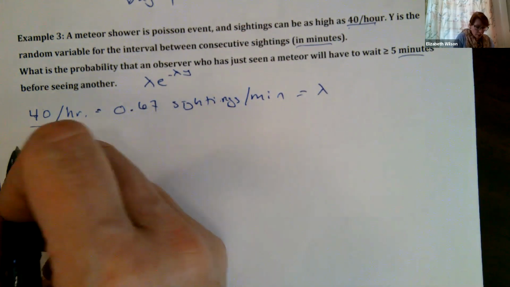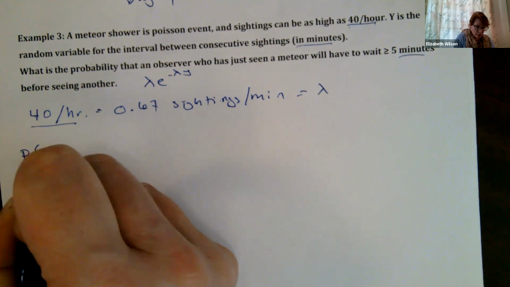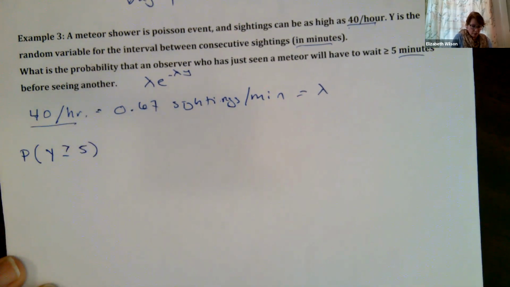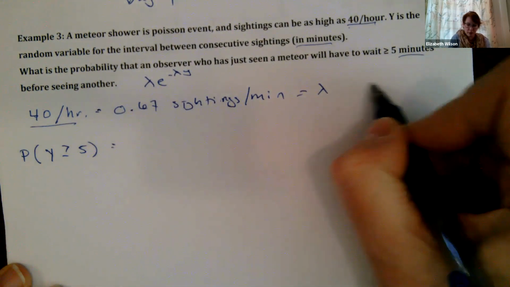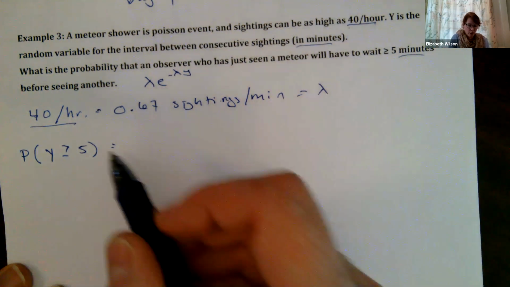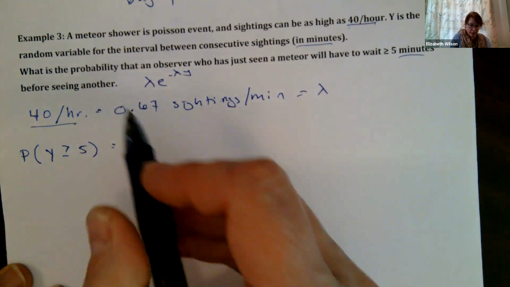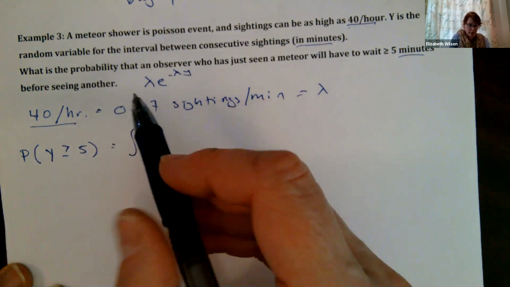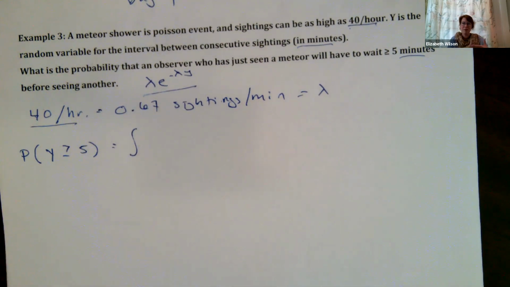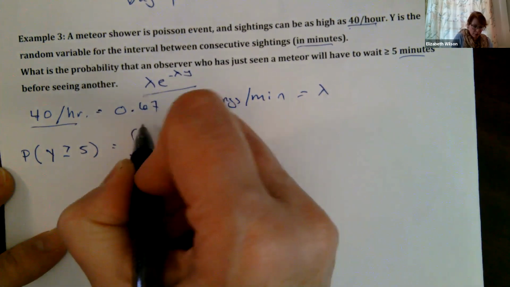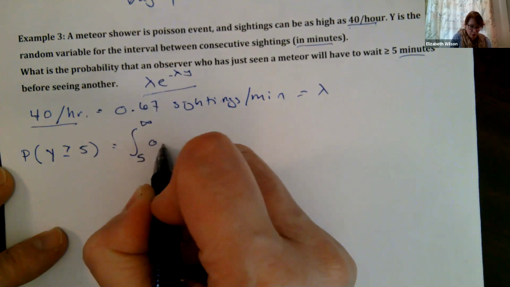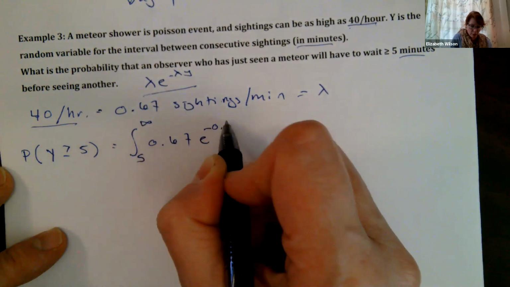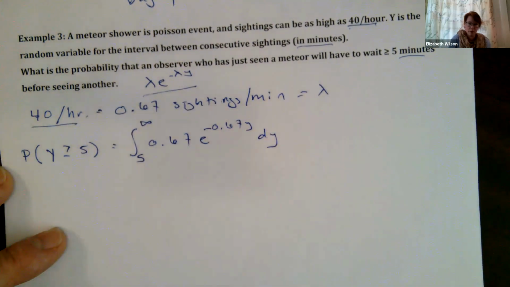Okay, so now what I'm going to say is the probability that y is greater than or equal to 5. How I want to think about this is, this is my decreasing exponential. It comes down like this. So I want to think about greater than or equal to 5. I'm going to integrate my density function, which is a continuous function, even though the underlying data is discrete. So I'm going to go from 5 to infinity, and I'm going to integrate my PDF here, 0.67 e to the minus 0.67 y dy.